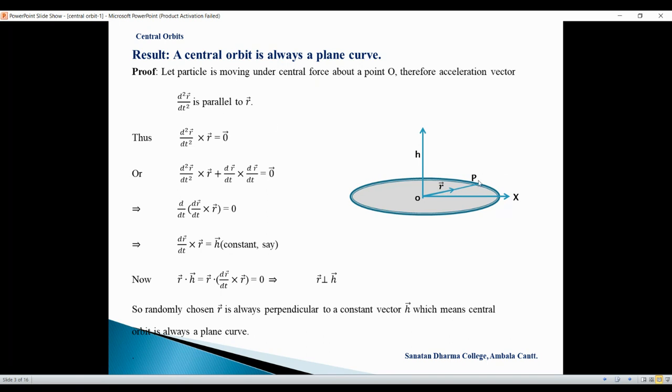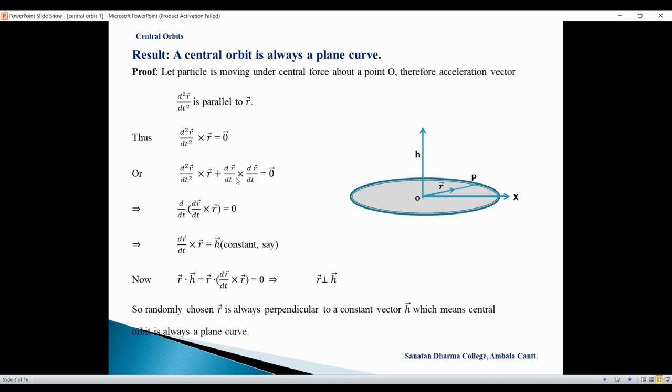Now P is a particle which is moving around O under central force in central orbit. Central force means force is directed towards O. Therefore, acceleration is also directed towards O. Acceleration is d square r over dt square. And we can see from figure, acceleration is parallel to radius vector r. Therefore, their cross product will be equal to 0.